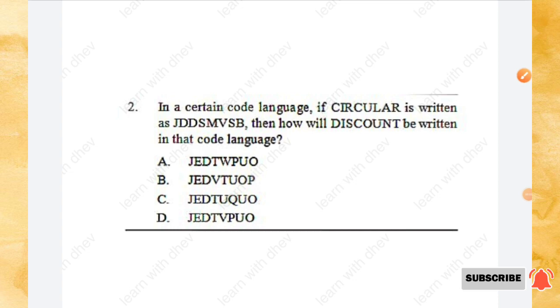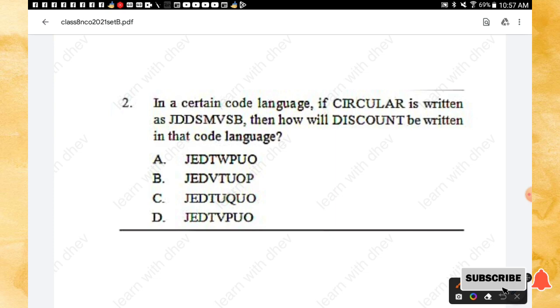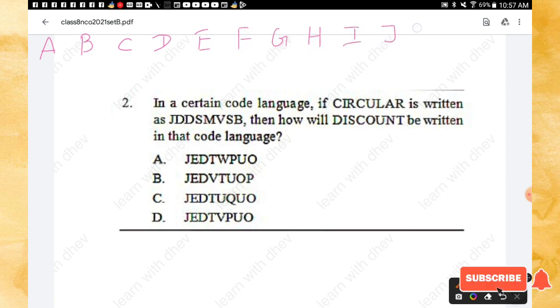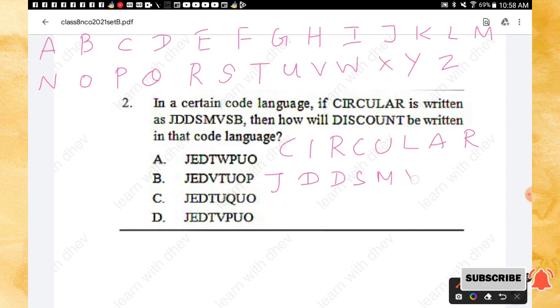Question number 2. In a certain code language, if circular is written as some coded word, then how will discount be written in that code language? For this, first we'll write alphabets. Okay, now we'll write down the given word, circular. It is coded as VSB.